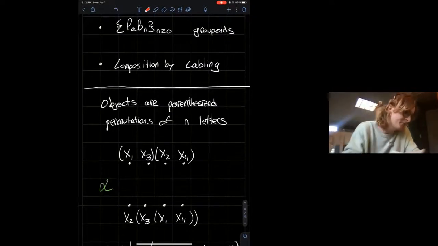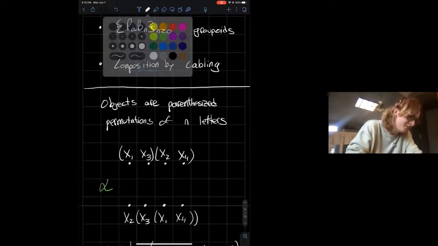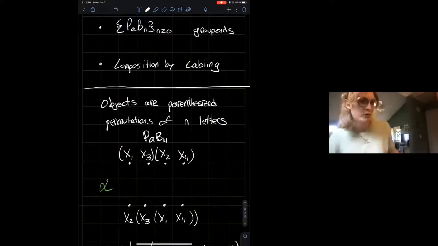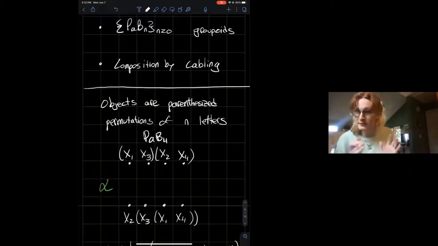So as an example, in the category PAB4, I have as objects parenthesized permutations of 4 letters. What that means is I pick some permutation of 4 letters, in this case X1, X3, X2, X4, and then I put parentheses around them. The rule is if I have n letters, I need n minus 2 parentheses. The way you want to think of this is as associativity. We need to know how we are associating these things.